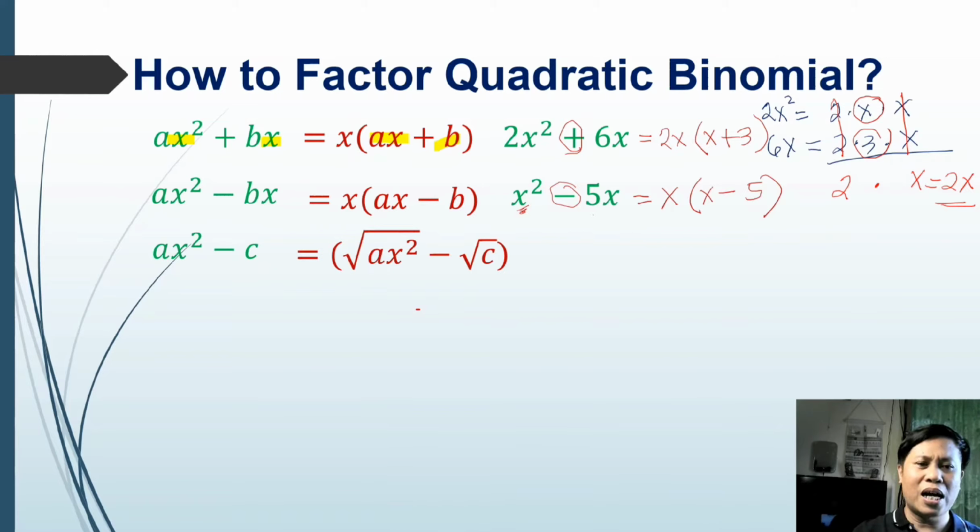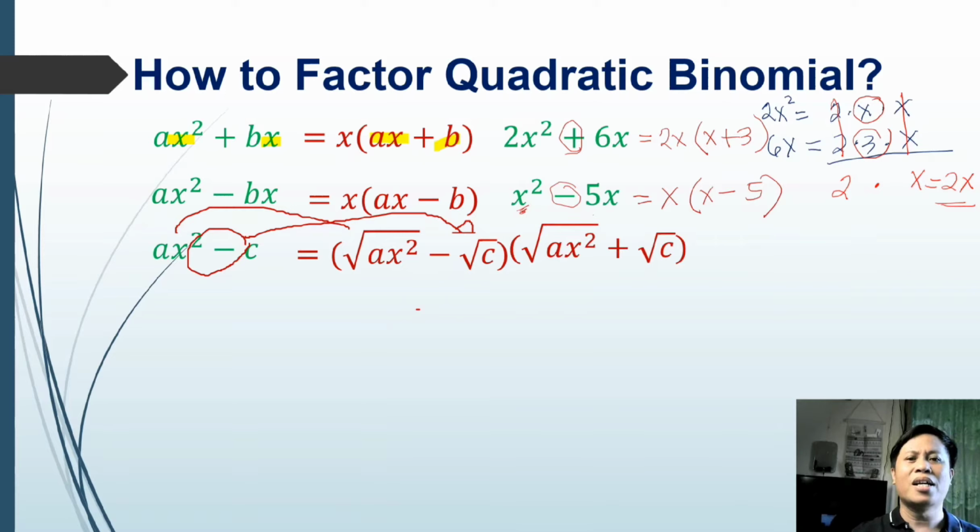Makikita mo na ang kinuha natin ito, square root nito, yan, kaya sinulat natin dyan, square root of ax squared, minus, kinopya itong sign na ito, yan, tapos, square root naman ulit nung second term. Yan. Okay? Then, after that, i-rewrite natin ito. Then, we have to change the sign between the two terms. So, ano naman yung result niyan? Square root of ax squared plus square root of c. So, ganyan ang magiging factors niya.